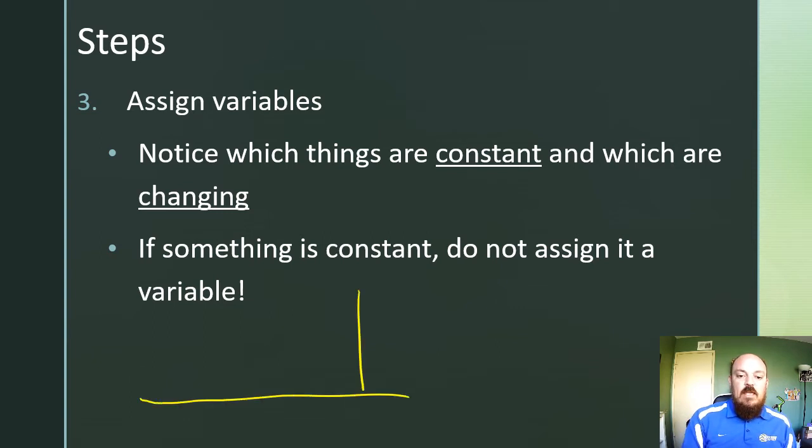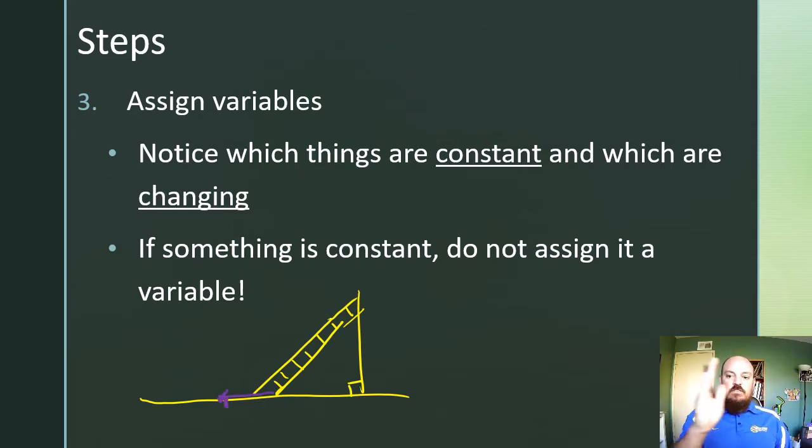So let's say we have a ladder leaning up against a wall. And that's a common question because it makes a right triangle. But all of a sudden we're going to change it. Let's say the ground is wet and the bottom of the ladder starts slipping this way. So it's actually moving. Well, as the bottom of the ladder slips out, the top of the ladder also slips down.